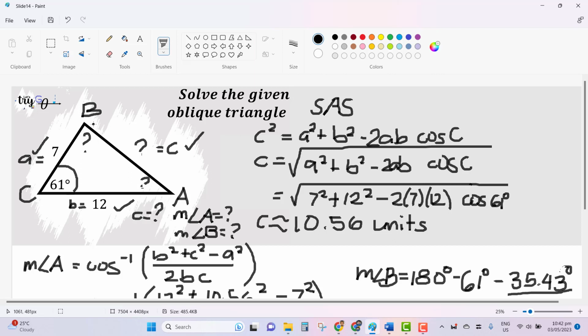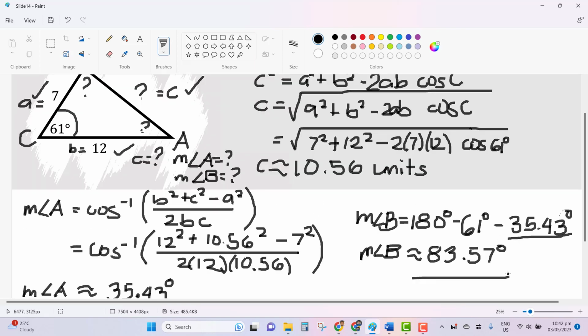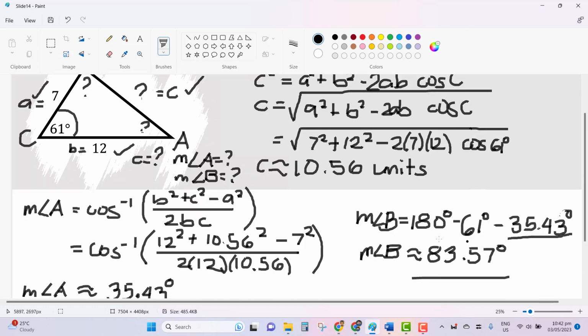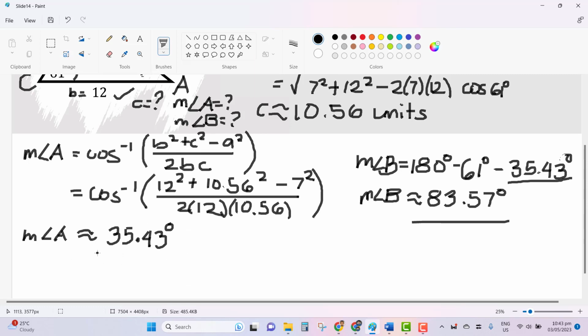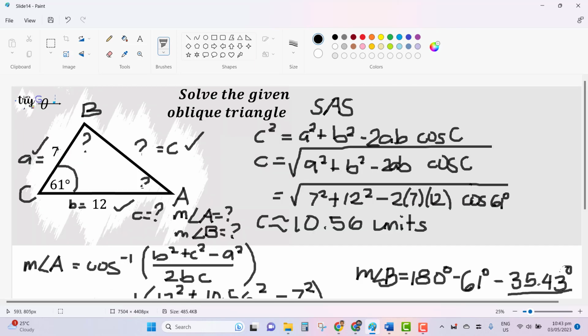For angles C, B, and A, the largest angle is this here, 83.57 versus 35.43 versus 61. That would mean this is our largest angle. So B, it should be the side B, which is the longest side, 12 versus 7 versus 10. That's correct. On the other hand, our smallest angle is A. The measurement of angle A is 35.43 as versus the two other measurements. So we would know that A, which is 7, is the shortest side of this SAS oblique triangle. 7 versus 12 versus 10.